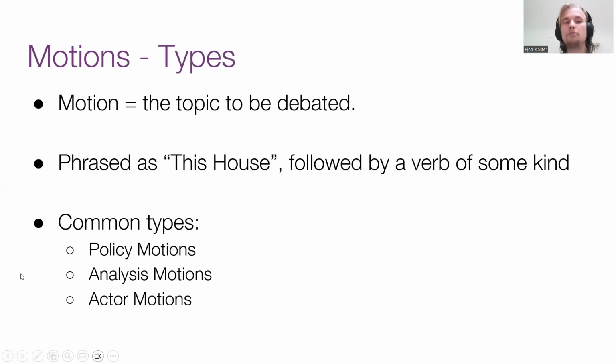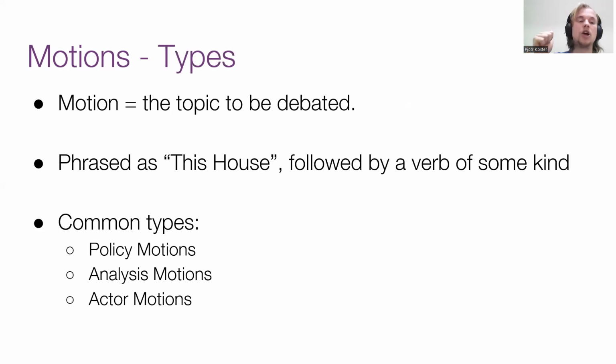Now, what are motions then? So our motions are just going to be the broad idea that we're going to discuss, the topic of the debate. These are phrased as "This House," which is then followed by some kind of verb. What these verbs are is what we're going to explain in the next slides. And there are overall just three different types of motion that we have.